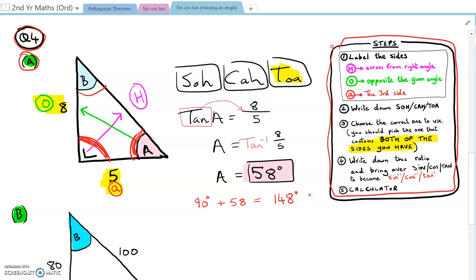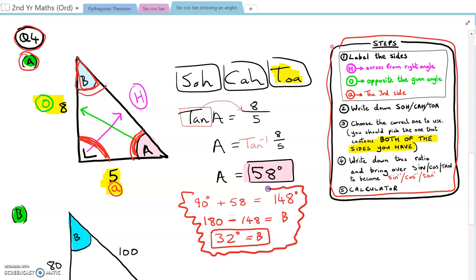Right. What good is that? Well, when I add B onto that, I should get 180. So in other words, 180 minus the 148 will be B. What does that give you? 32 degrees. That's what B is. So that's all the bit you have to do to find B. You don't need to do any SOHCAHTOA for finding B. That's all you have to do. Just get 180 and take away the other two angles from it.